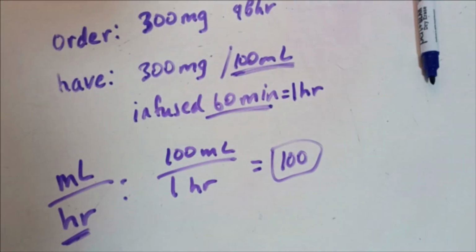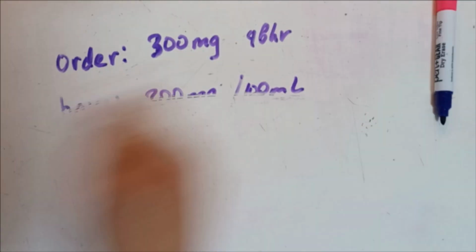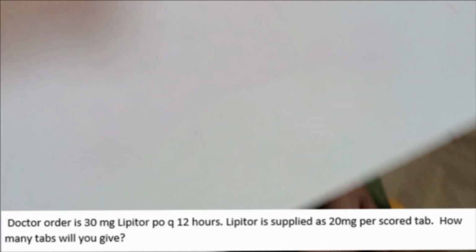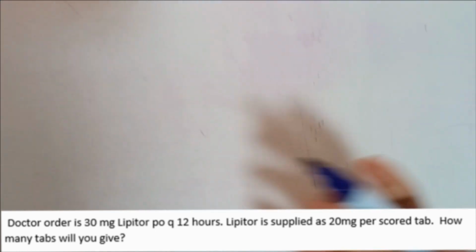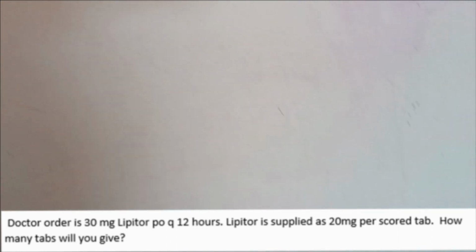Now, in the next question, this is a tablets question. It says, the doctor ordered 300 milligrams Lipitor per oral every 12 hours. Lipitor is applied as 20 milligrams per scored tablet. How many tablets will you give?